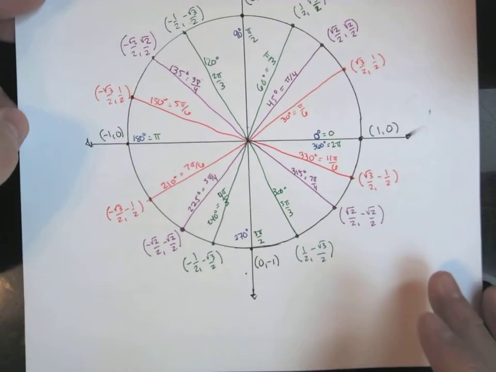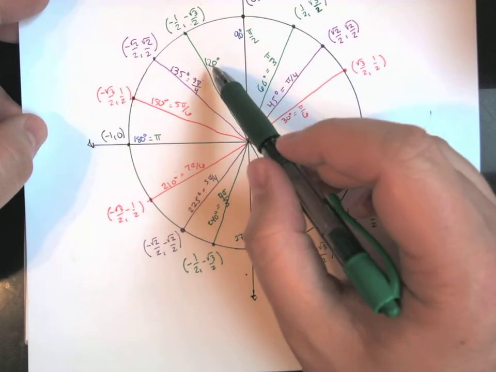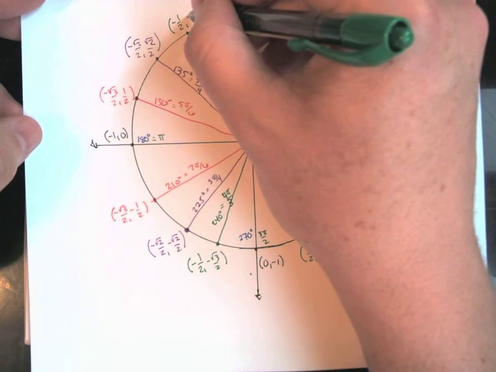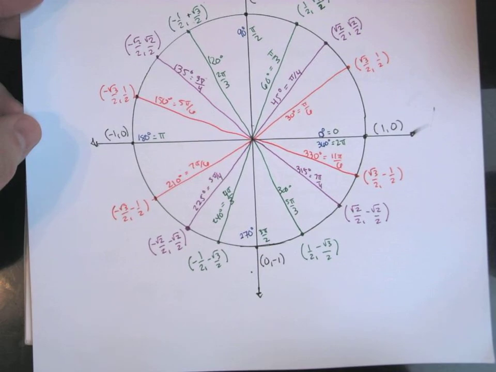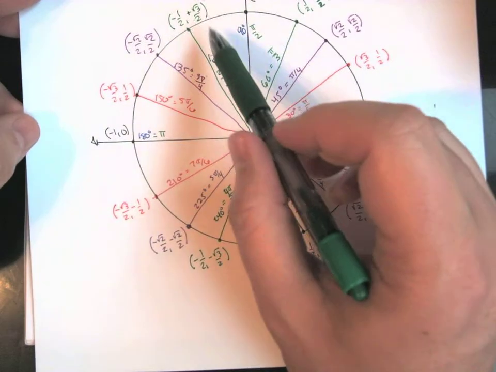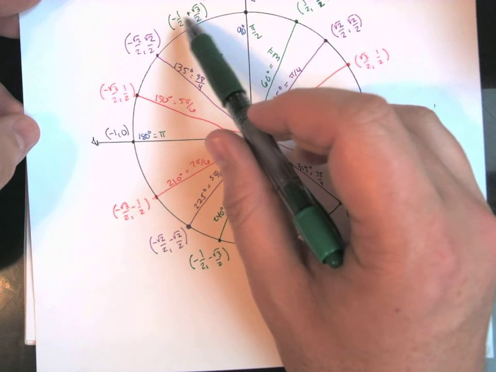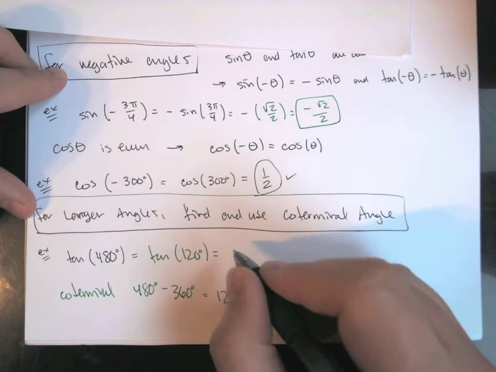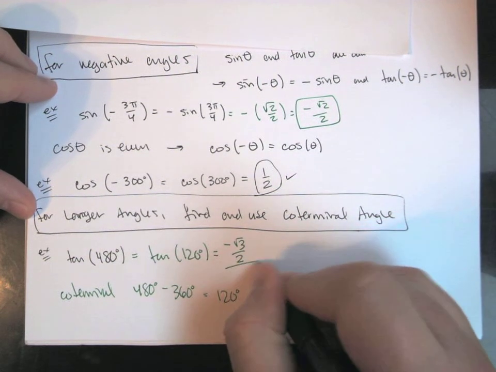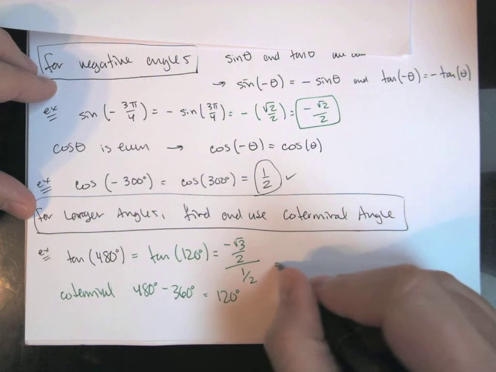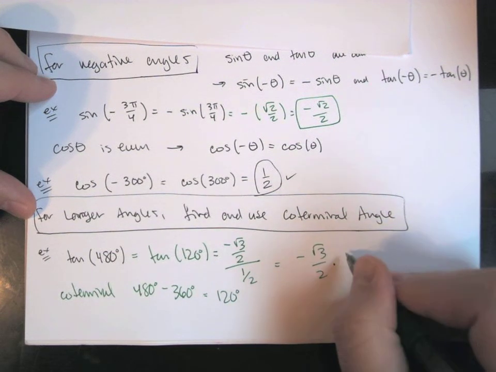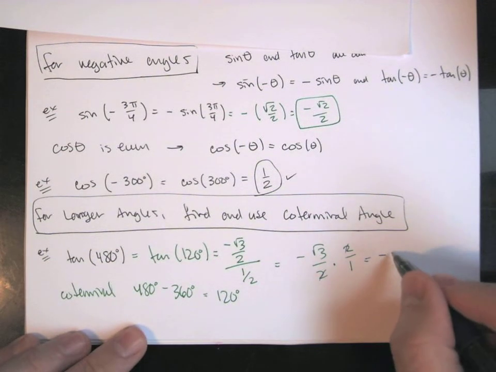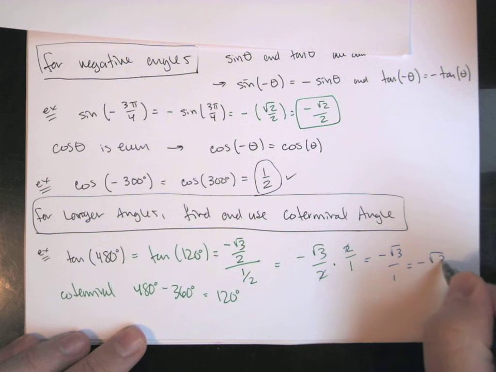120, where is that? 120 is here. Tangent is supposed to be what? Oh, look at that. This is supposed to be positive, positive y. I think everything else is okay. So tangent should be root 3 over 2 over negative 1/2. So I'm just going to take negative root 3 over 2, divide by 1/2, running out of space a little bit. Flip and cancel, 2 cancels 2. So that's negative root 3 over 1, which would just be negative root 3.